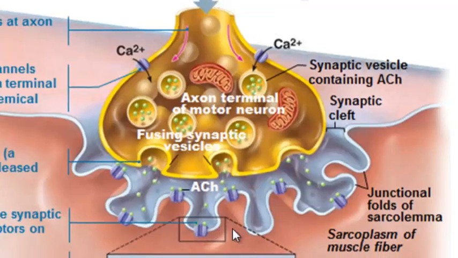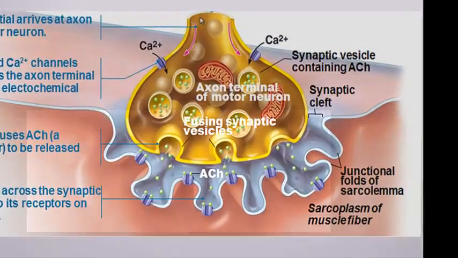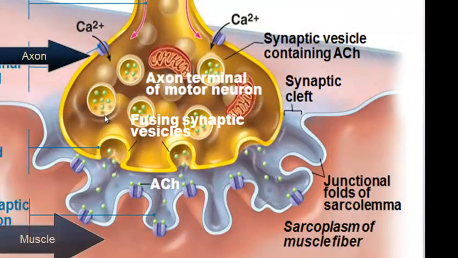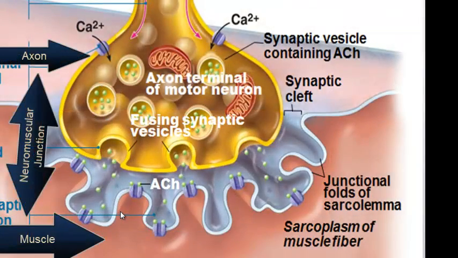Now let's take it a step further and look a little closer. Here's that same synaptic cleft. Here's the axon. Here's the muscle. This is called a neuromuscular junction. For that reason, it's a junction. It's a gap between a nerve and a muscle.